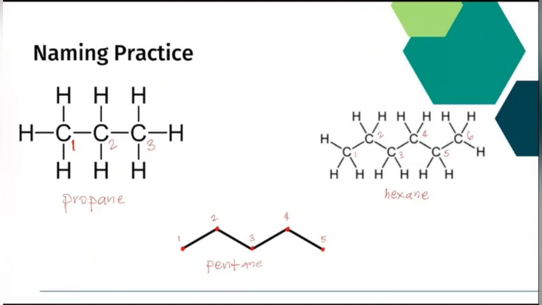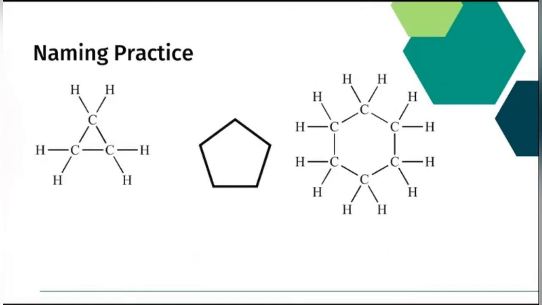Next will be some cyclic structures. To name cyclic structures, it's still the same principle. You have to count the number of carbons in the structure. Then you put cyclo before the root word and you put ane after the root word. So for the first figure, we have 3 carbons. That would be propane. Since it's a cyclic compound, we will write cyclopropane.